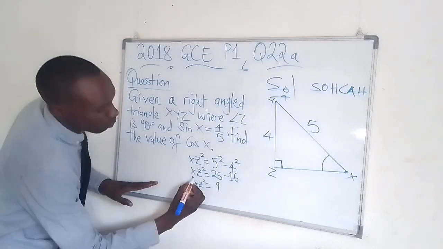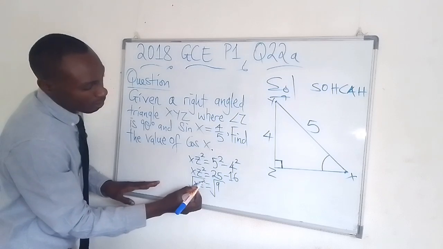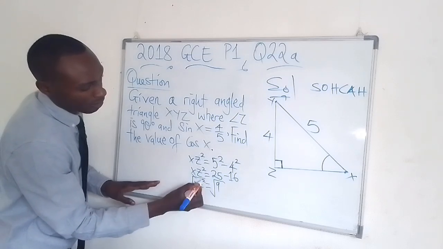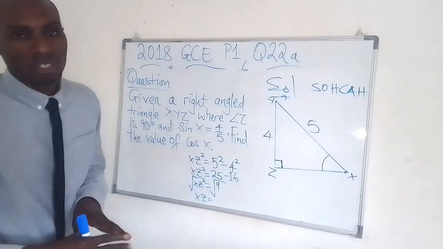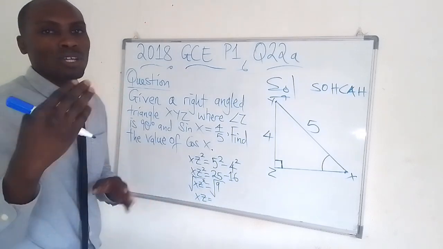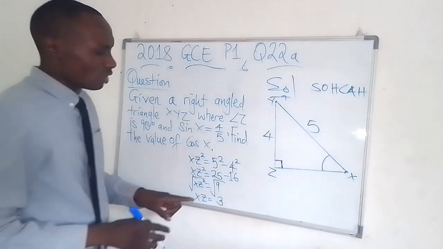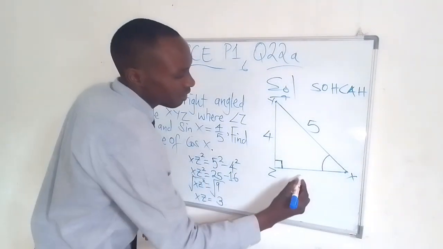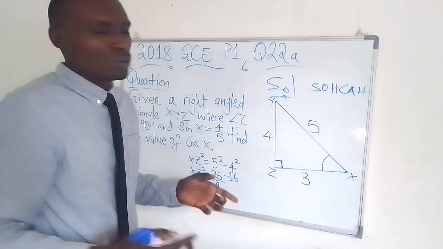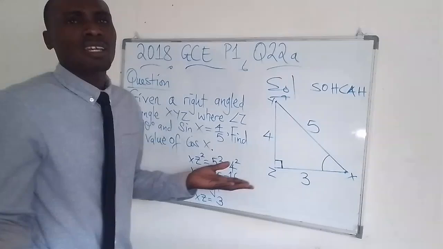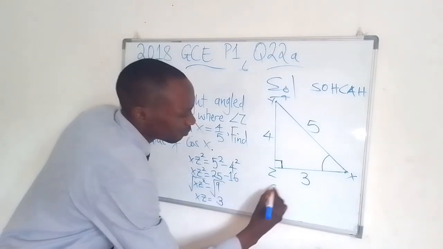So for the left part, the square and the square root will simplify, leaving us with XZ. Then on the right side, square root of 9 is 3. So what we're getting is 3. This means that XZ is 3. So this completes the right angle triangle. We've got all the 3 sides, so we can just get the value of cos X without any difficulties.